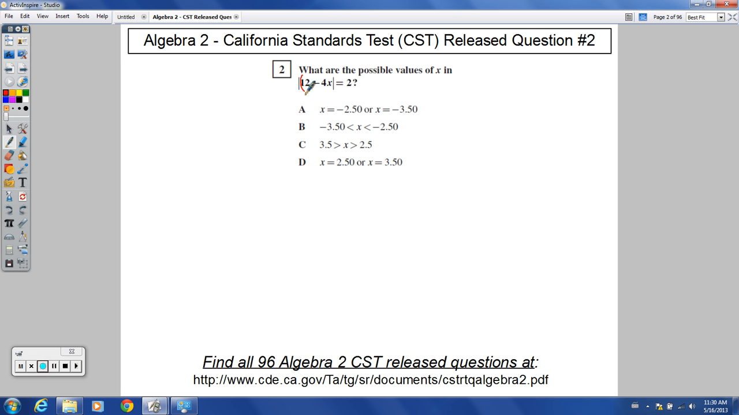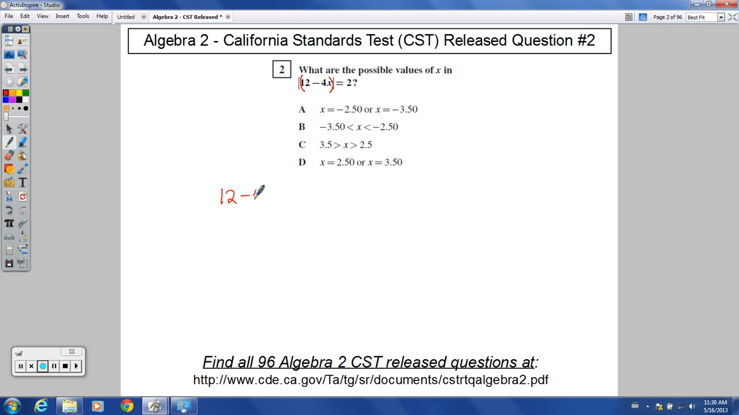Think about this part right here as a single chunk or a single entity. And we know the whole thing altogether would either have to be 2 or negative 2 to make the absolute value of the whole thing equal to 2. So I explained that a little more in depth of why that works in number 1. Go back and review that one as needed. But right here, we're just going to have two possible equations.